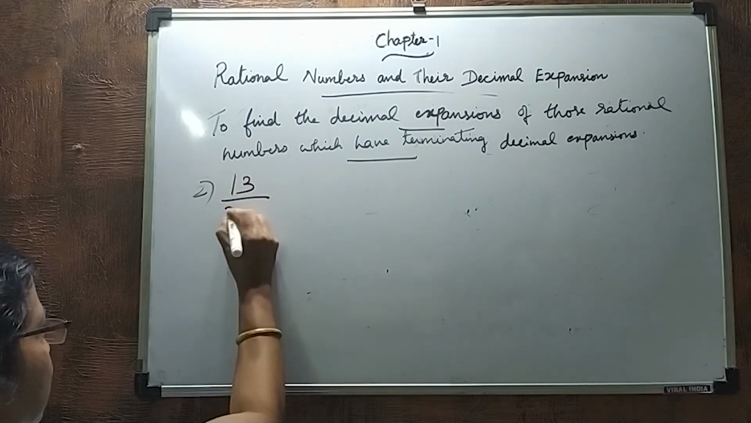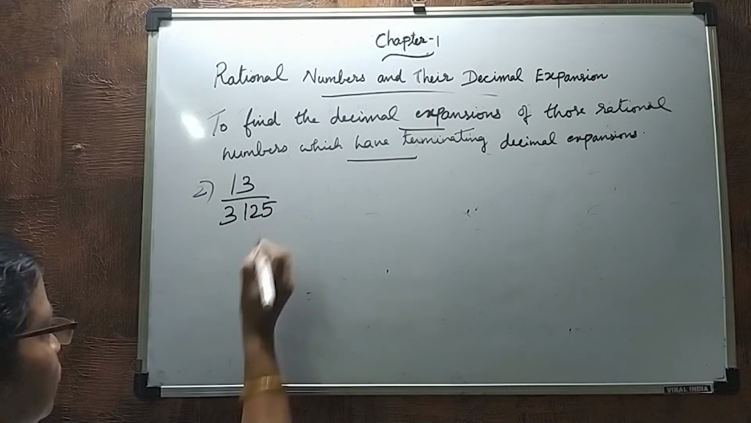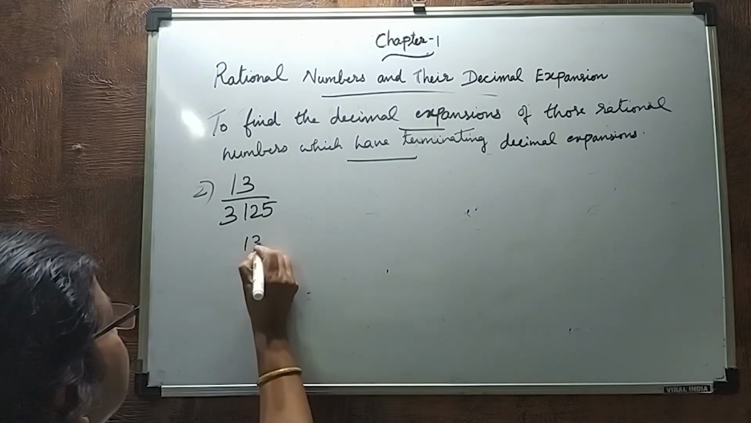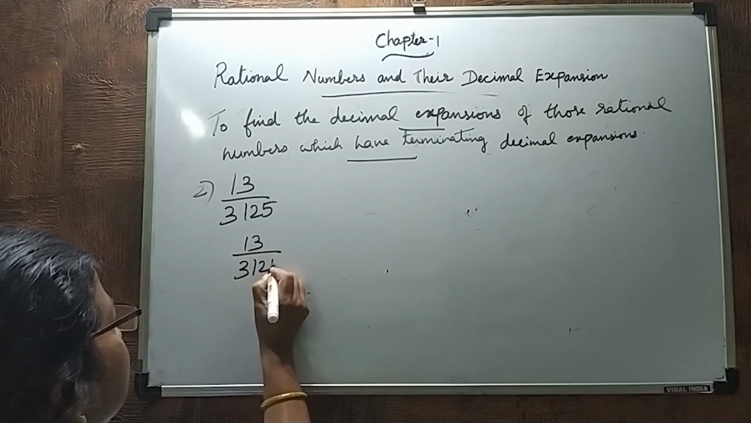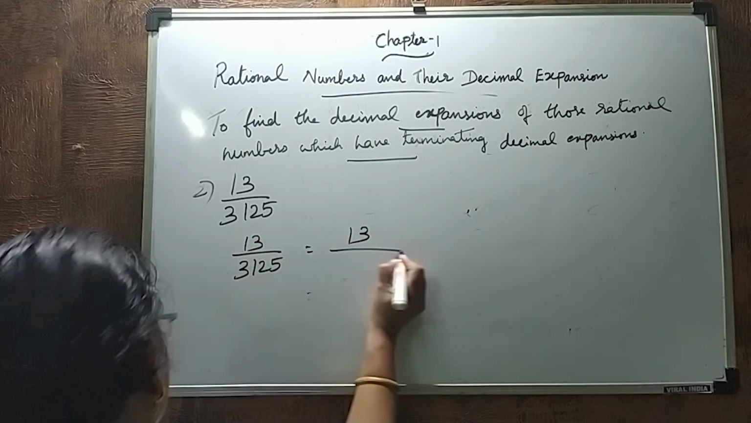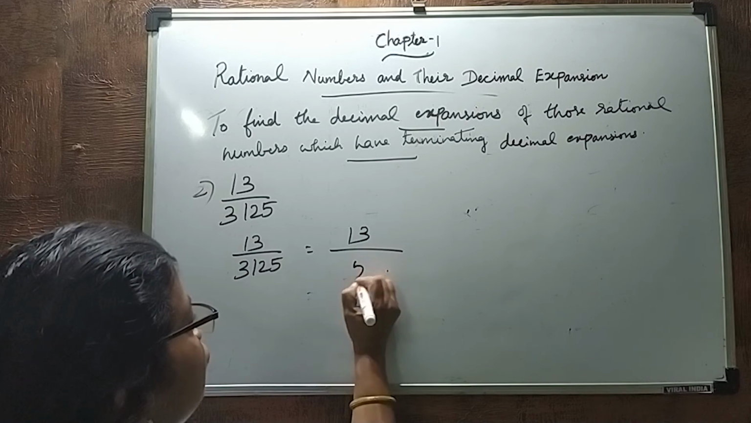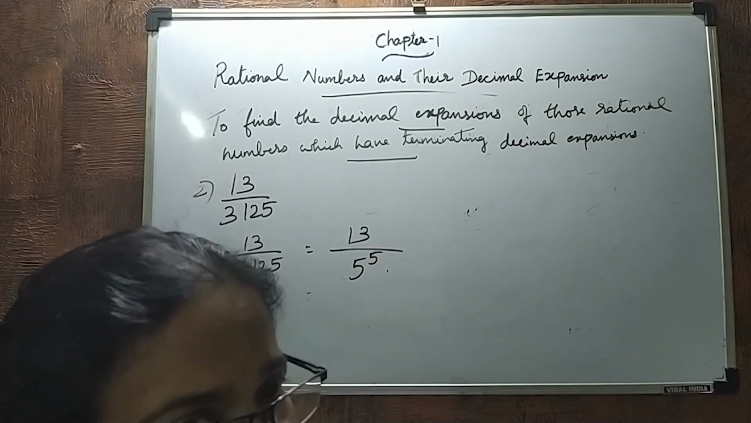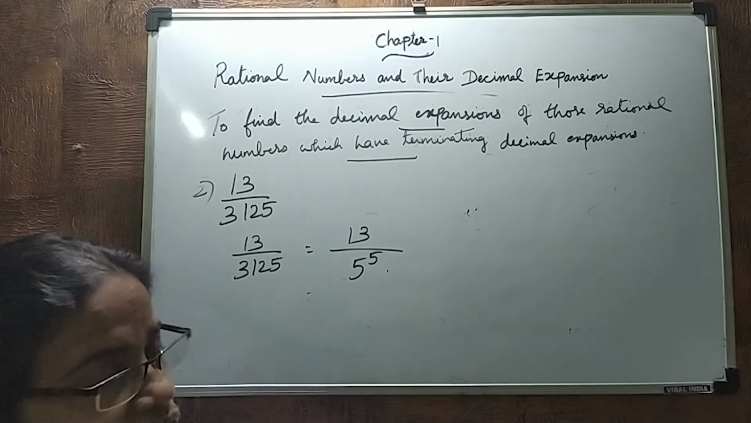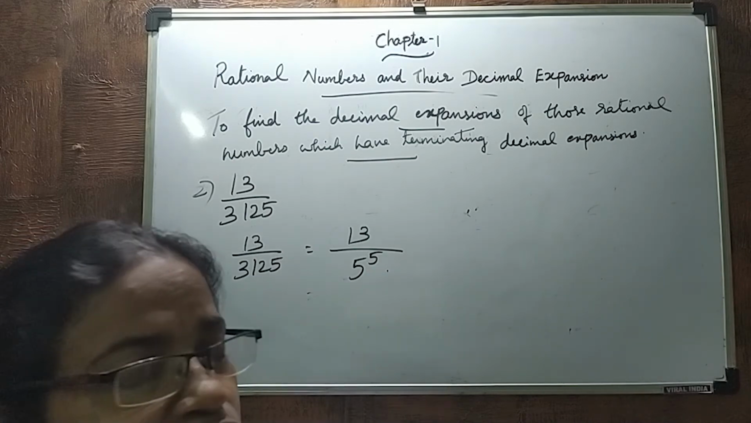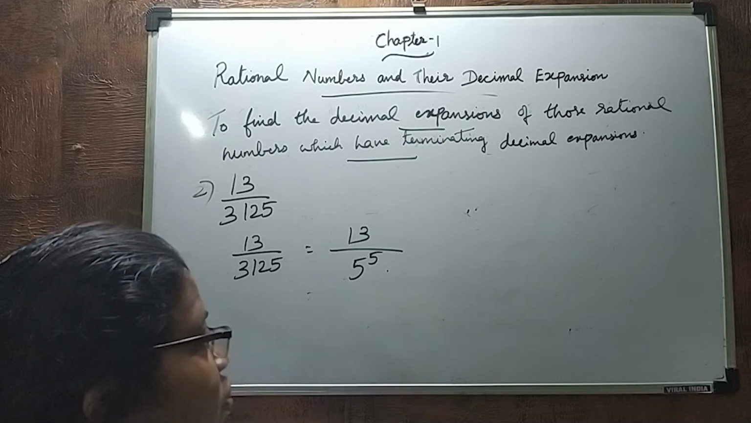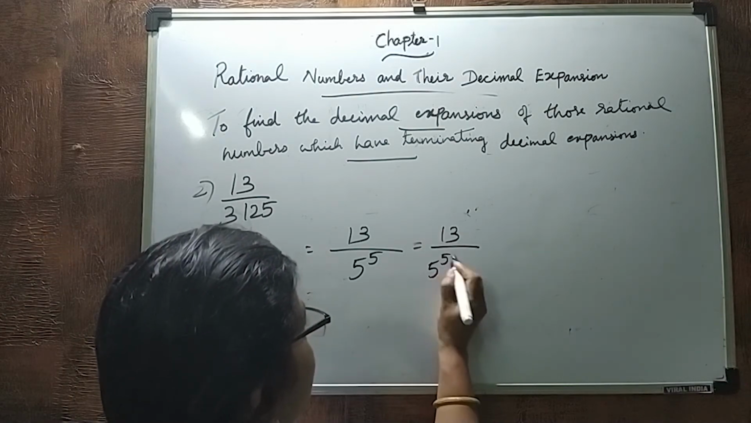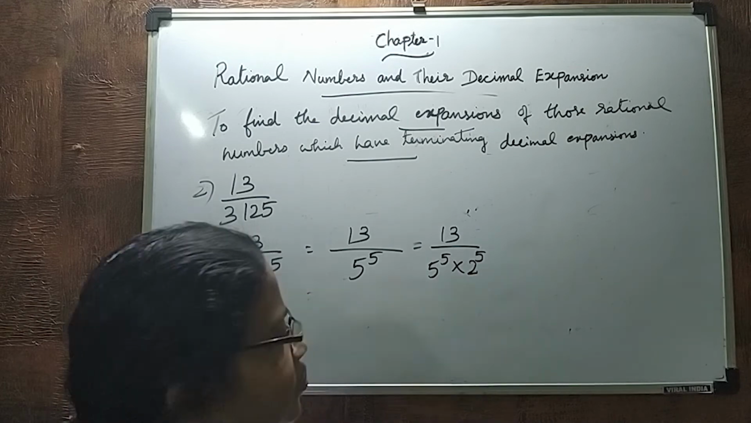13 by 3125. This also we already did. So you will get 13 by 3125 is equal to 13 by 5 raised to 5. What is the next step for finding the decimal expansion? Here 5 raised to 5 is there, so what should you do? Multiply by 2 raised to 5. So it will be 13 by 5 raised to 5 into 2 raised to 5.